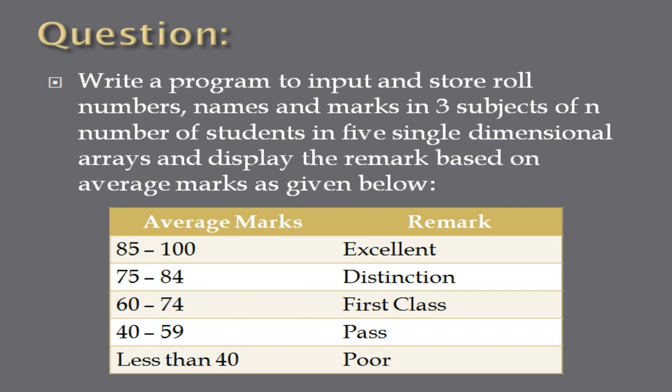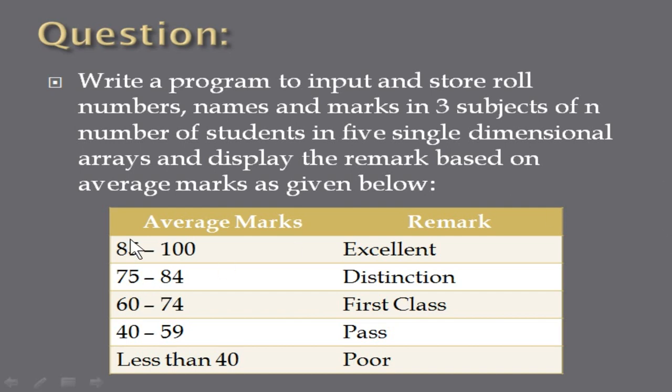That means you should have a separate array for roll numbers, then an array for name, and then 3 subjects. So totally 5 single dimensional arrays, and display the remark based on the average marks given below. So you can see you have to find the class, that is, subject average. According to the subject average, you have to check the criteria and display the remark that is given here.